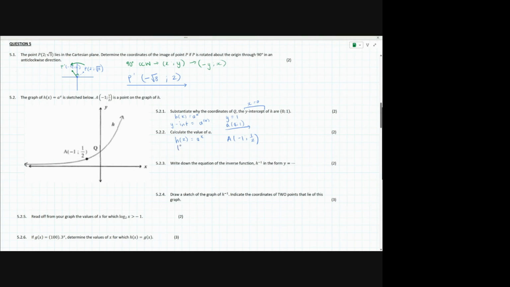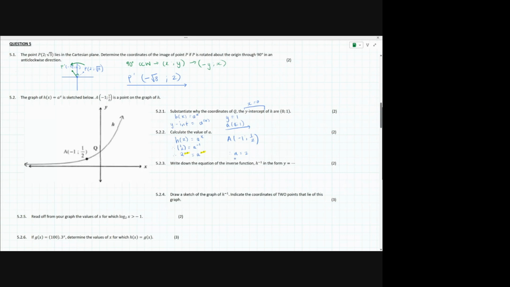I'm substituting in, so a half is equal to a to the power -1. And there's a lot of different ways that you can now deal with this. I would immediately just change this half to 2 to the -1 equals a to the -1. And remember the basic fundamental rule of exponential equations. If your bases are the same, the exponents are the same. If the exponents are the same, the bases are the same. Exponents are the same, which means the bases both have to be 2. So a is equal to 2.